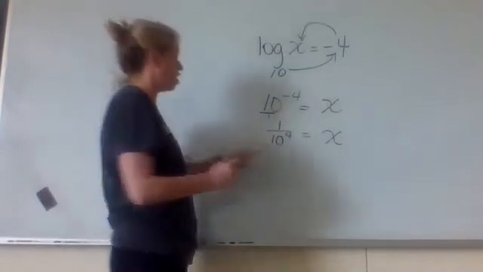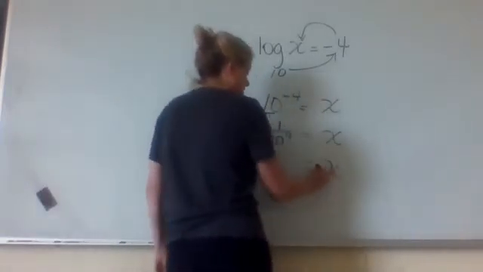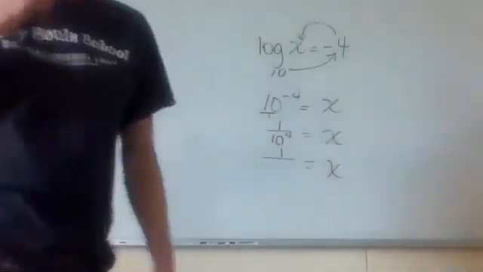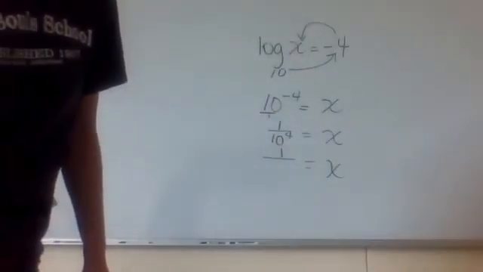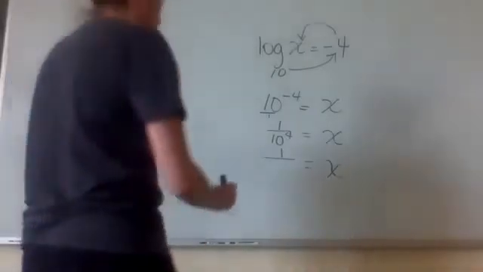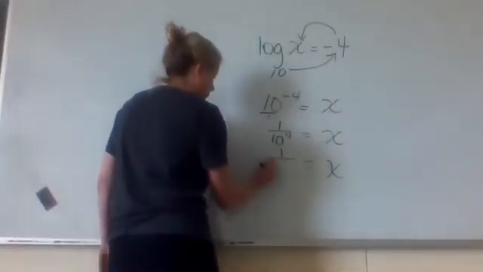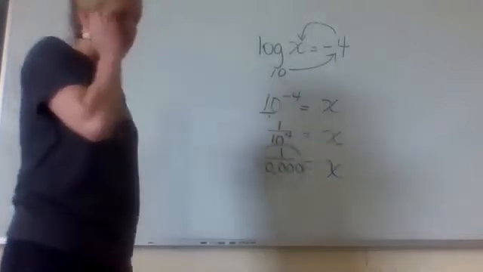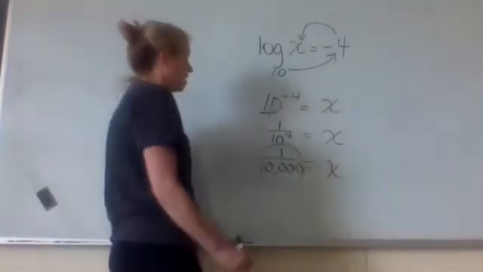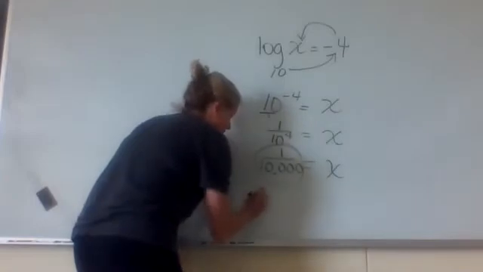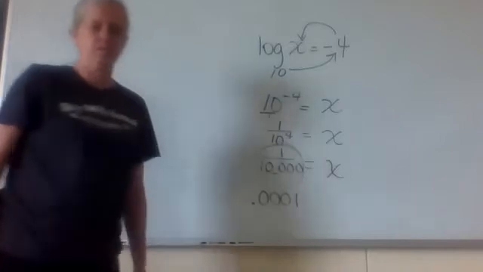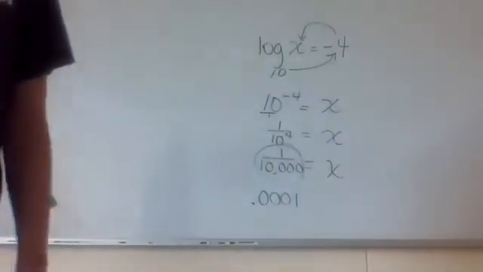So now I have 1 over 10 to the 4th, and if you wanted to type that part in your calculator, 10 raised to the 4th power gives you 10,000. So you can either enter it like this, 1/10,000th, or 0.0001. Those both say the same thing.